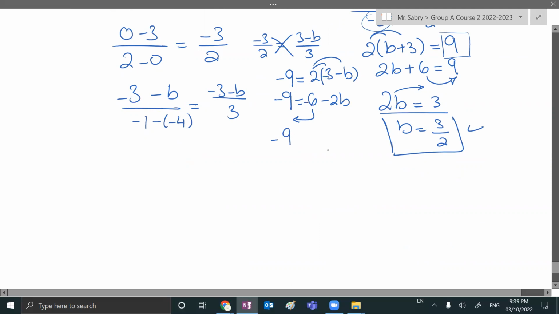So it goes to the other side positive, so it becomes negative 3 equals negative 2b. When you move the negative 2 to the other side by division, it will become negative 3 over negative 2, which is 3 over 2. So it's the same slope.